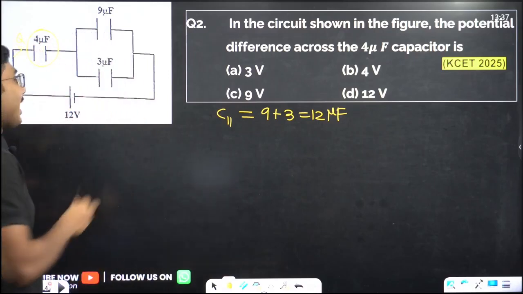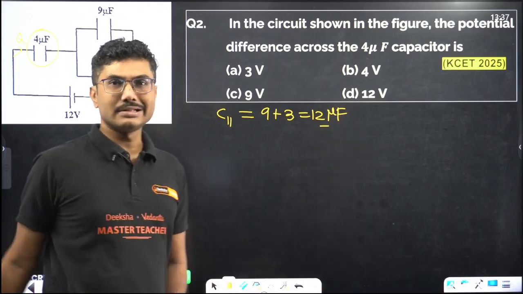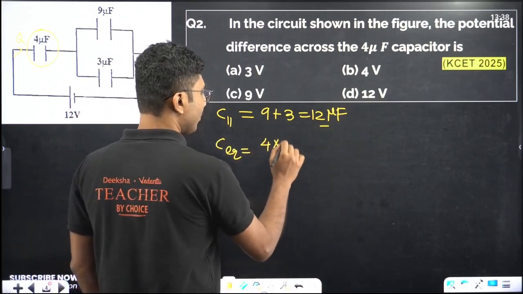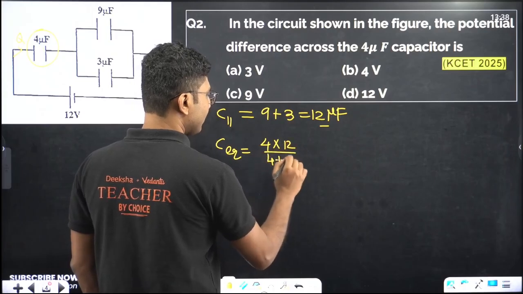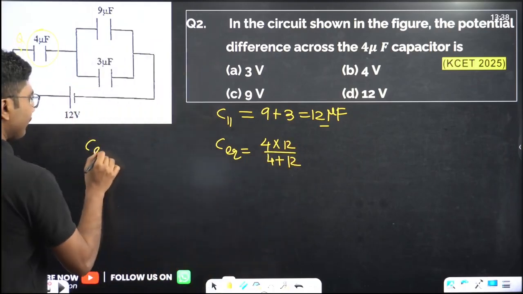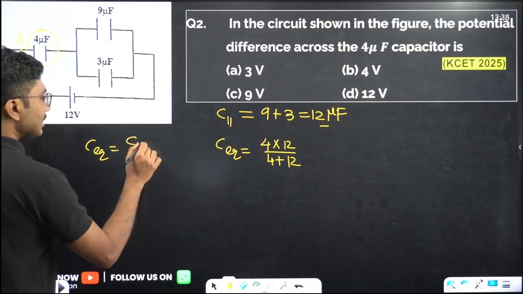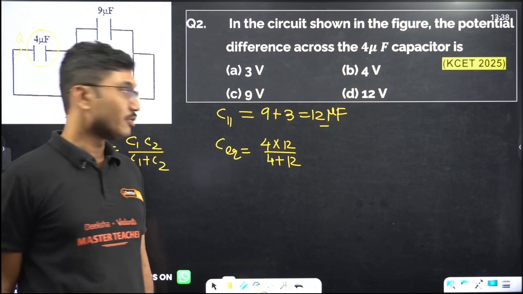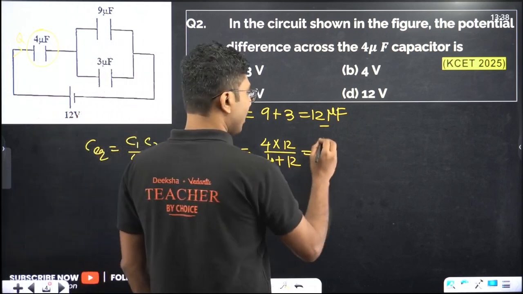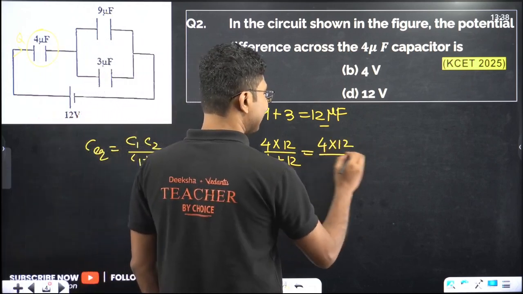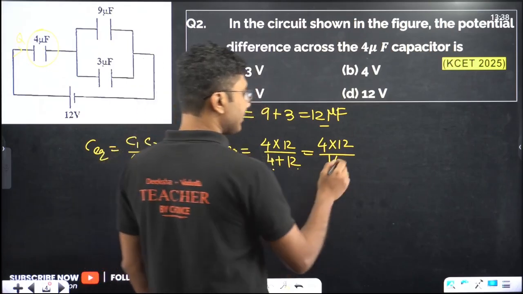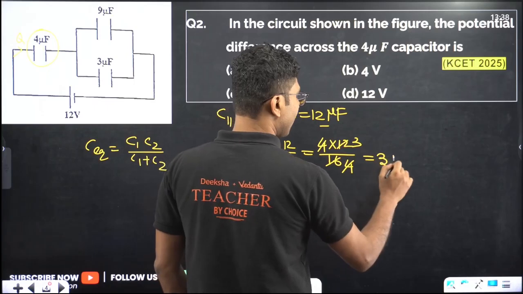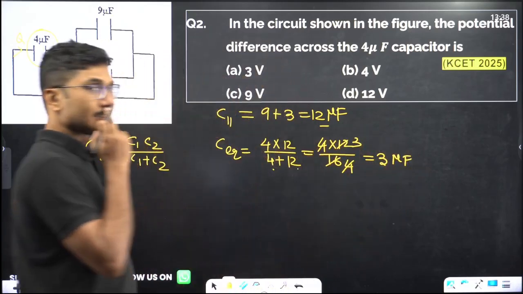Now this 4 and this 12 are now connected in series. So the total equivalent capacitance will be 4 into 12 by 4 plus 12. If you remember the formula, C equivalent for series combination is C1 C2 by C1 plus C2. This is the formula for equivalent capacitance. So now 4 into 12 by 16, 4 plus 12 is 16, 4 4s are 16, 4 3s are 12, so this will be 3 microfarad. So the equivalent capacitance is 3 microfarad.